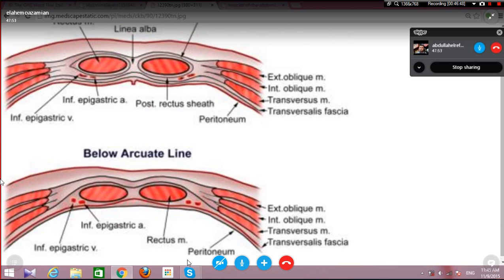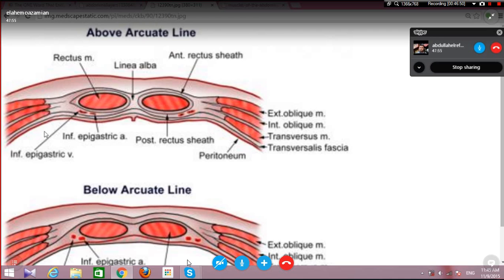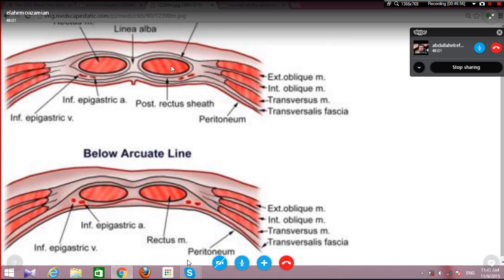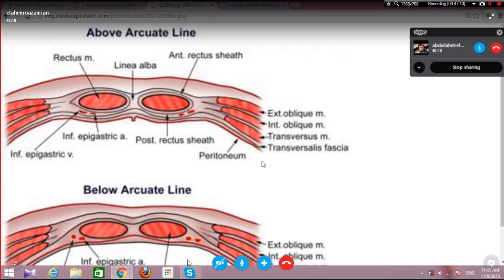We have different layers. Laterally, you have these layers. Anteriorly, you have these layers. But then it's different if you're above the arcuate line or below the arcuate line. And in the midline, you have these layers, here and here. Let's do them one by one. First, laterally. Can you tell me the layers?